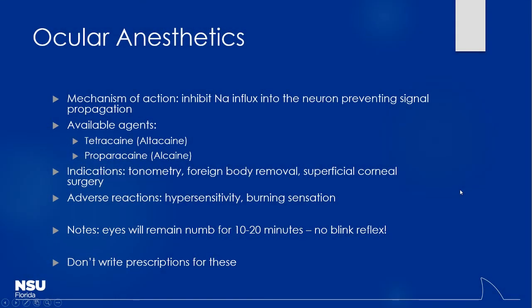But anyway, we have tetracaine and proparacaine as the two main ocular anesthetics we're going to be using here. And when would you want to use those? Yeah, tonometry. Yes, that is possible. Anytime you're doing direct manipulation of the eye where you don't want that sensation to be felt, or you don't want the patient fighting you because of that sensation, these topical anesthetics can be pretty useful.